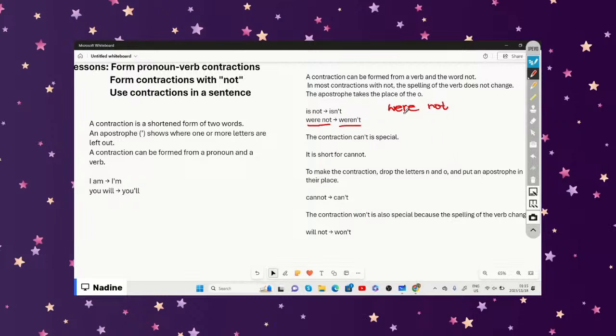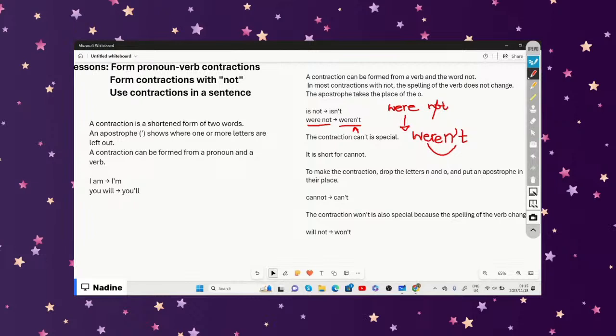So in order for us to get to our contraction weren't, we're going to bring down were, which is our verb, and then not, we're also going to bring down. However, we are going to leave out the O. So we bring down the N. Remember, we're leaving out the O. We're adding the apostrophe in its place, and we bring down the T. So this is now our contraction weren't.